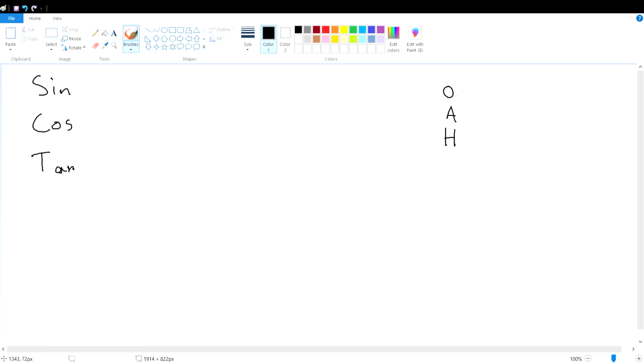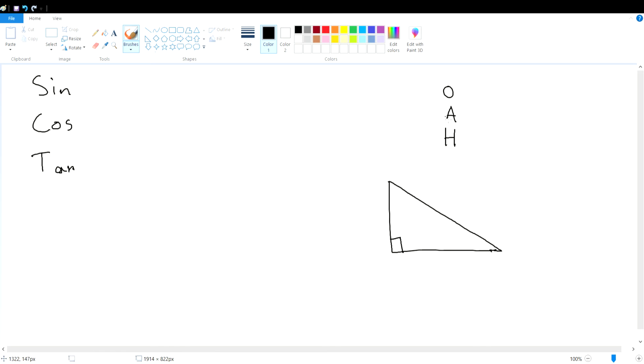So let's learn how to identify these parts of a right triangle by drawing a right triangle. These functions only work on right triangles. If it's not a right triangle, you can't really use sine, cosine, and tangent. So we signify it's a right triangle by drawing that little square in the bottom. Now that we know it's a right triangle, we can do this.